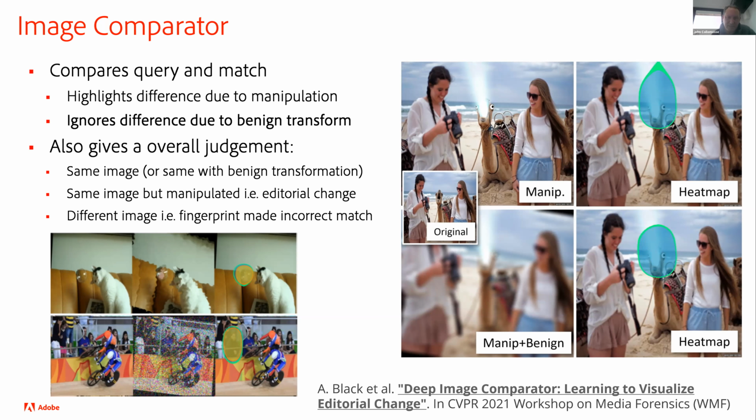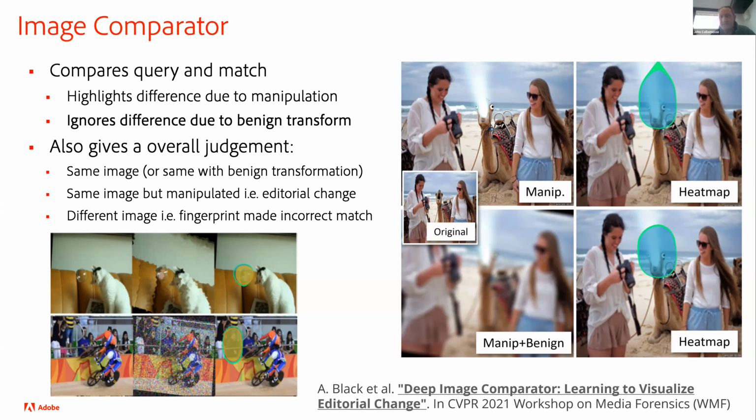And even if the image is subjected to benign manipulation, like, for example, a minor warping here and also some blur, it's still able to generate the same heat map. And we presented this technology in the CVPR workshop on media forensics last year. One of the other aspects of this neural network that does this image comparator is it also gives a sort of classification output where it can give a three-way classification indicating whether the images, that is the query and the matched image, are the same image subject to some benign transformation.